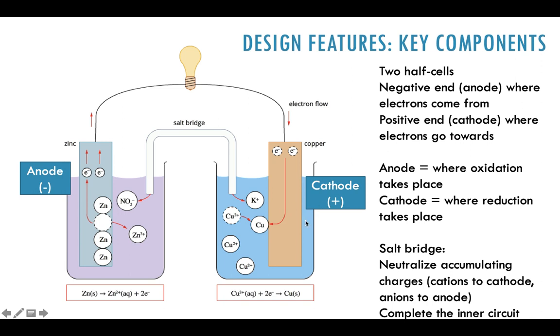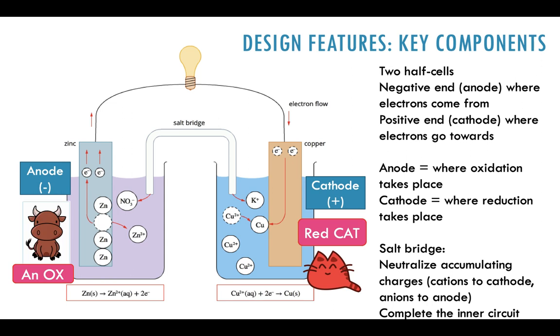So how do we remember this? Well, since reduction is cathode, we have "red cat". Just remember this red cat. And then oxidation is anode. So anode is oxidation. "An ox". Remember an ox. Okay? So these two half cells are connected by a wire, and on the wire you can connect any kind of electrical appliances.